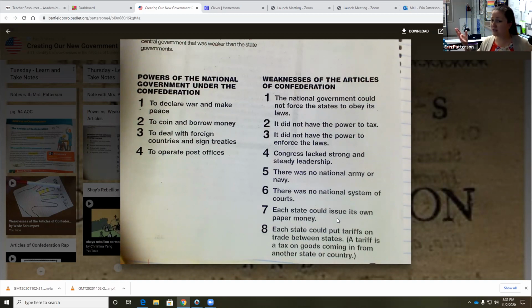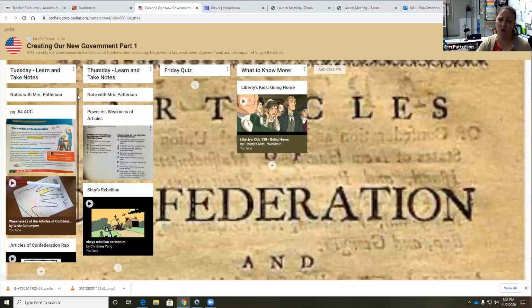Also, there are no courts. So if you got in a land dispute with a neighbor, you can't take them to court and have them decide where the line is because there are no courts. There were just so many weaknesses. It was a hot mess after the war, which brings us to Shays' Rebellion.